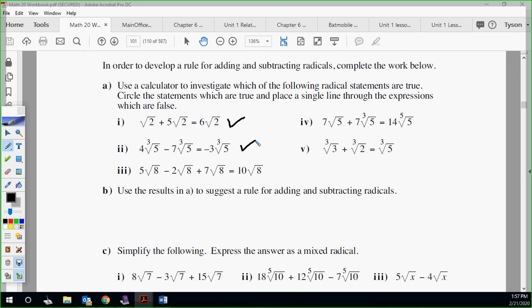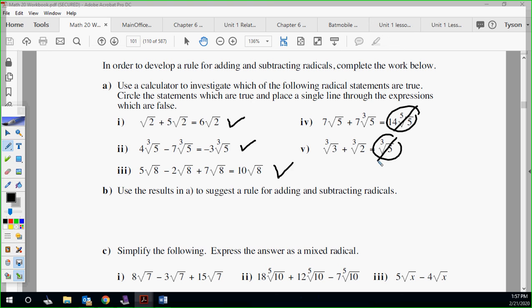And this one, 5 root 8 minus 2 root 8 plus 7 root 8. 5 minus 2 is 3 root 8, plus 7 is 10 root 8, so that one does work. And these are the two that don't work. 7 root 5 plus 7 cube root 5, well, cube and square are different, so you can't do that. Cube root 3 plus cube root 2, they're different radicands, so it's not the same value, so you can't do that.